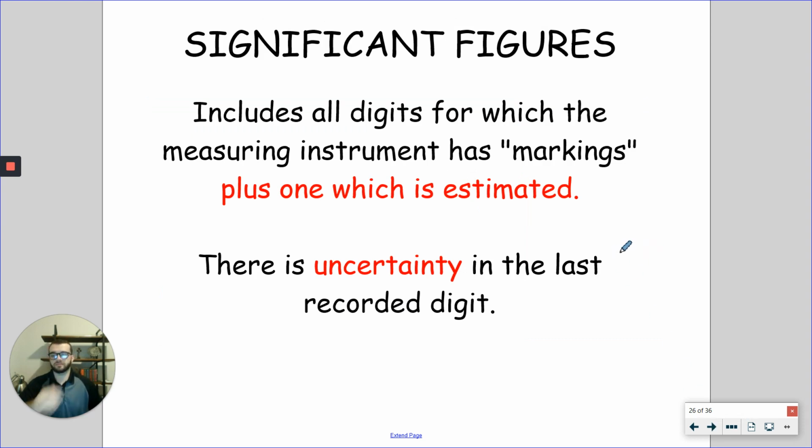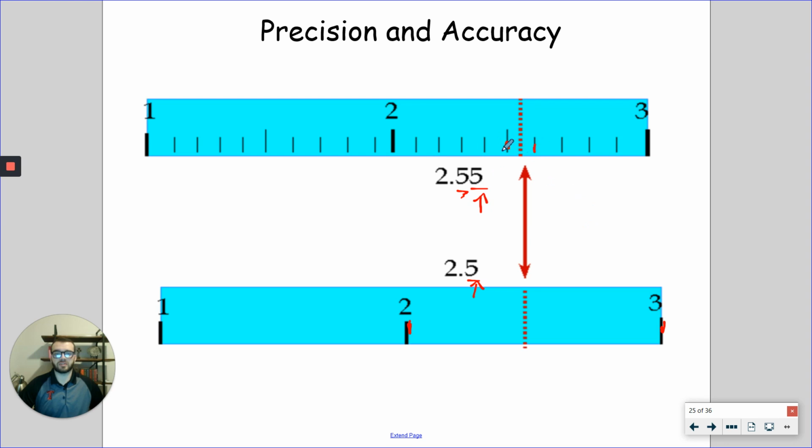Sig figs, significant figures. You're going to hear it called sig figs more than likely by all the chemistry teachers. Okay, it includes all digits for which the measuring instrument has markings. That's what I was talking about here. It has all these markings. This one doesn't have markings. So this will have more sig figs than this.